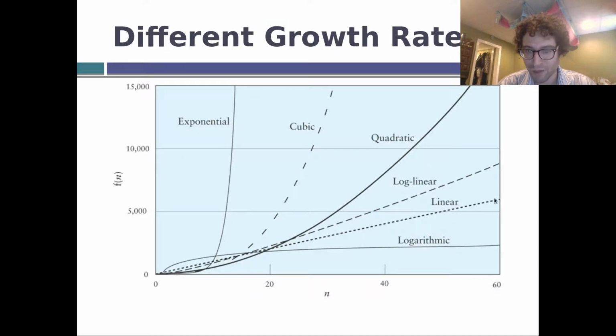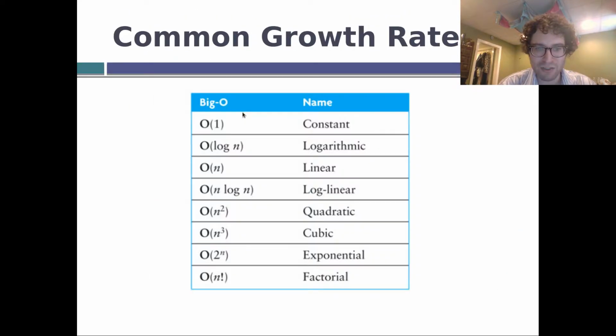Linear, that grows like a line. Log linear almost grows like a line, but speeds up just a bit because it's this times this. Quadratic goes up, but it doesn't go up nearly as fast as cubic or exponential. An exponential algorithm is where the n is not the base, it's the exponent instead.